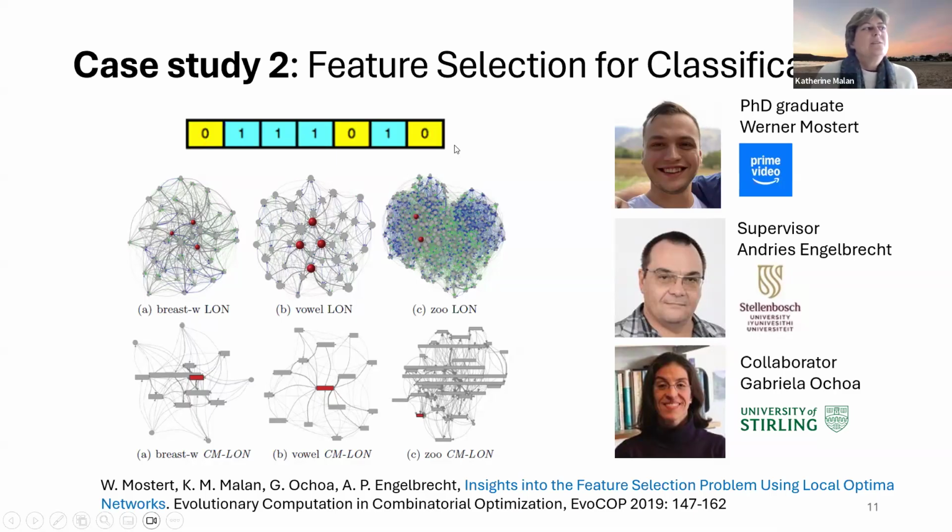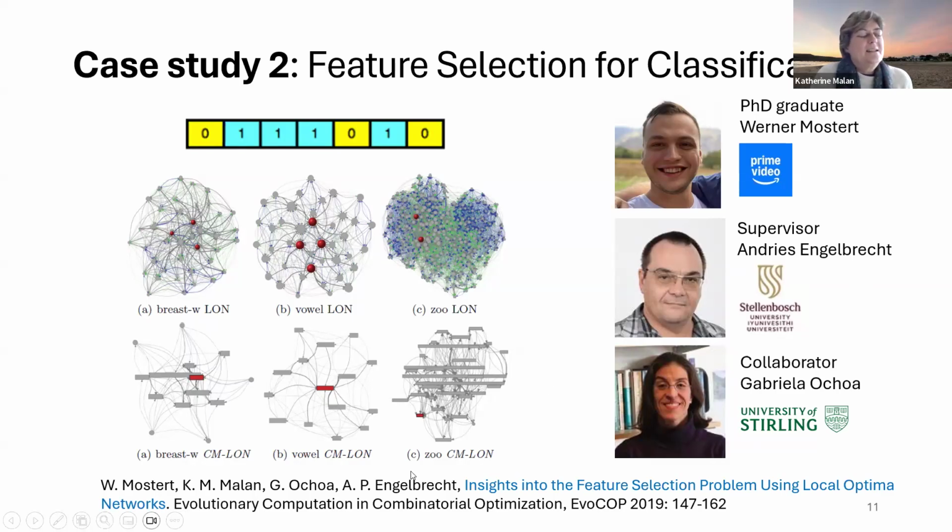Now, there are many different algorithms for doing feature selection. And the question is, what's the most appropriate feature selection algorithm to use in different contexts? So I was co-supervising Werner Andres, he's now at Stellenbosch University. He was the main supervisor. And in the process, we also collaborated with Gabriella in Stirling in Scotland.